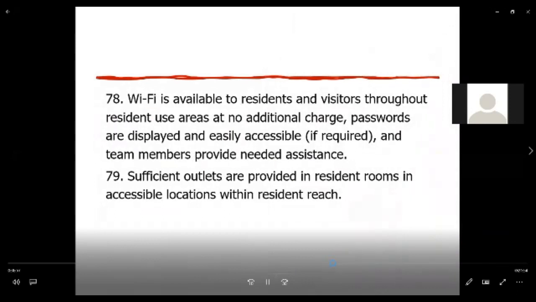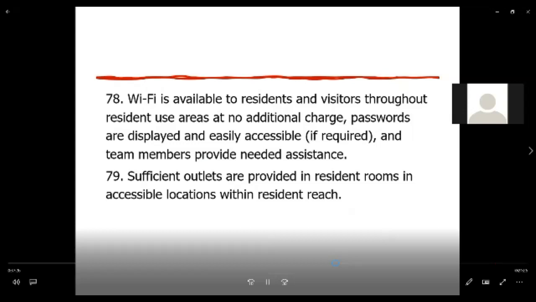How about Wi-Fi, everybody? It should be available to residents and visitors throughout resident use areas at no additional charge. Your passwords are easily accessible or displayed, if you even have any, and team members know how to help. Sadly, we're hearing stories across the country that staff don't know the password you've got to have to get into Wi-Fi, and that's not very welcoming. We all have been there before, right? And hopefully you don't even need a password. That'd be even better.